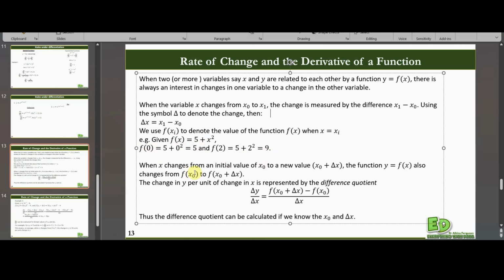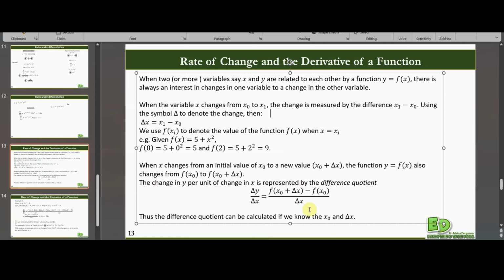So when x changes from an initial value of x0 to a new value, that is x0 plus the change in x, then the function y equals f of x also changes from f of x0 to f of x0 plus change in x. The change in y per unit of change in x is represented by the difference quotient, right? That is change in y over change in x.